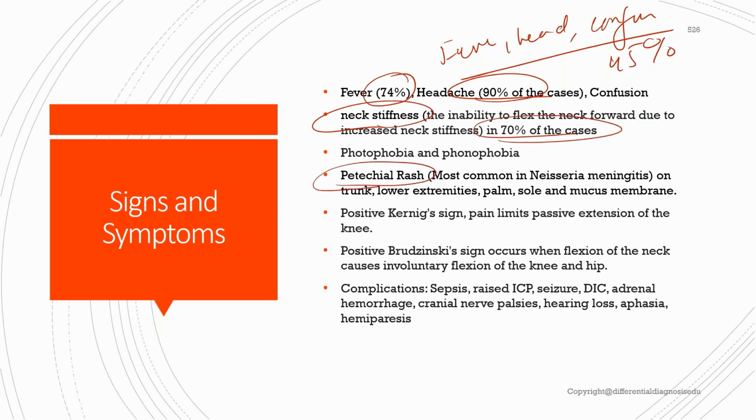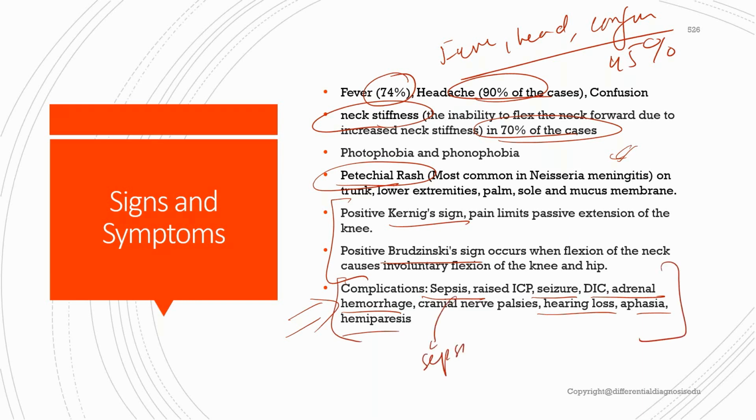They can have a petechial rash in Neisseria meningitis. Kernig and Brudzinski signs have limited sensitivity, just remember, limited sensitivity. And meningitis can cause complications like sepsis, seizure, DIC, adrenal hemorrhage, hearing loss, aphasia, hemiplegia. Sepsis and seizure are common. Adrenal hemorrhage and DIC are less common.